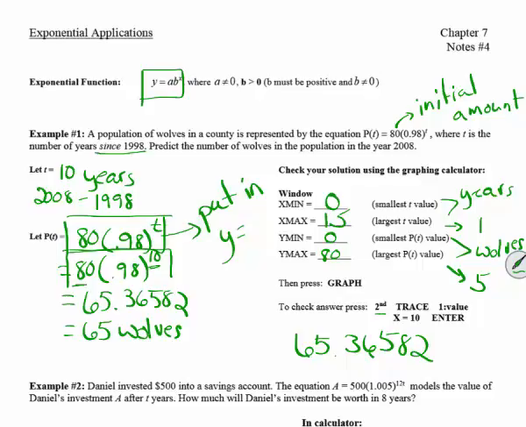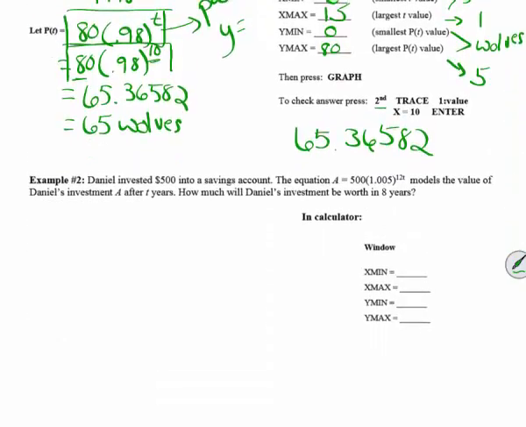Okay, so let's talk about the next problem here. So Daniel invested $500 into a savings account. This is your initial amount. The equation A equals, and there it is, models the value of Daniel's investment after t years. How much will his investment be worth in 8 years?